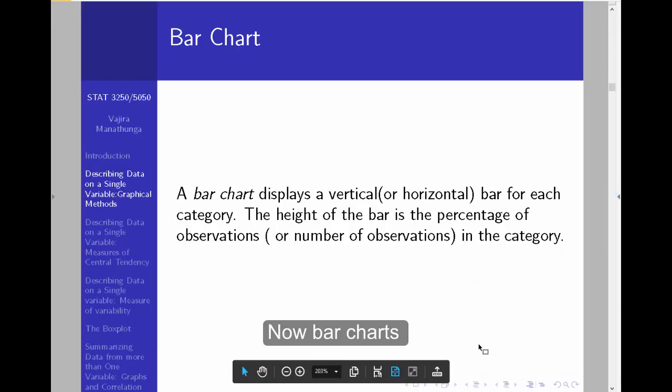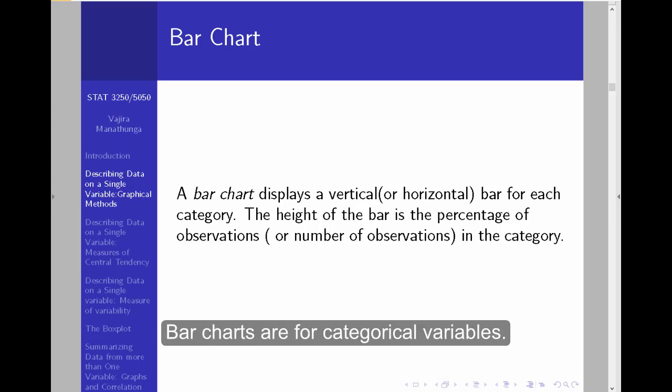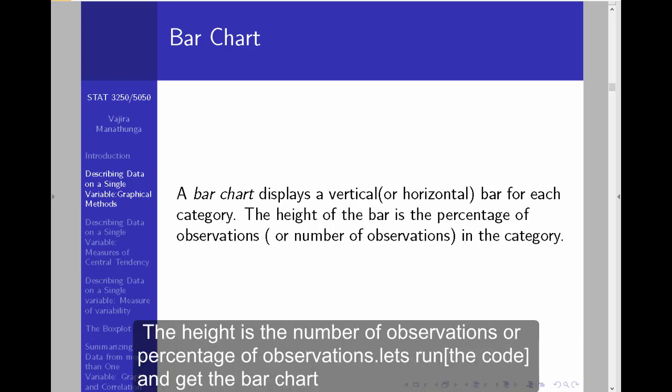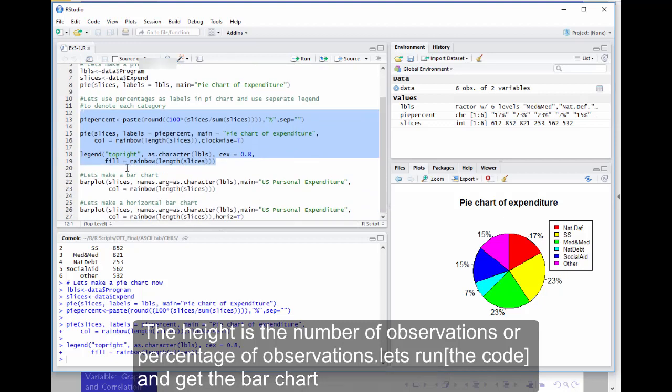Okay, now bar charts display a vertical bar for each category. Bar charts are for categorical variables. The height is the number of observations or percentage of observations. Let's get the bar charts using R code with the same data set.